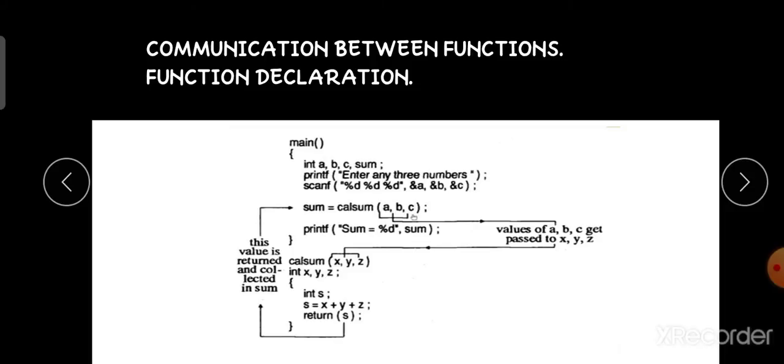Communication between functions, and first one is function declaration. A function is declared usually before the main function, declaring the prototypes. The prototype is the declaration of a, b, c and sum. This tells the function to accept integers and return an integer. This is function declaration.